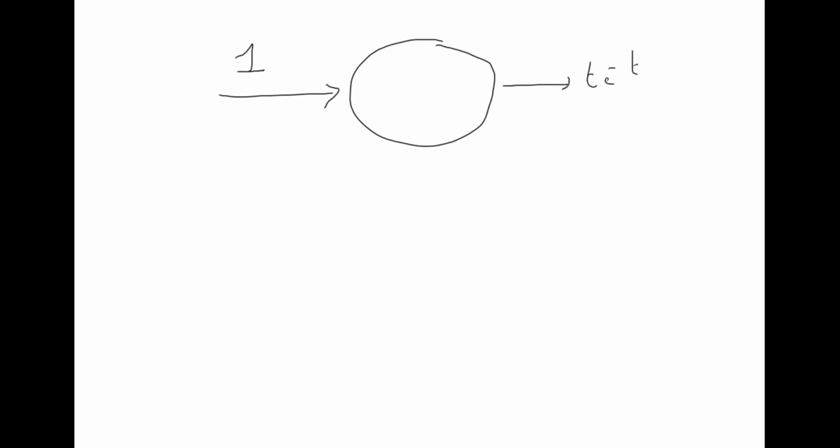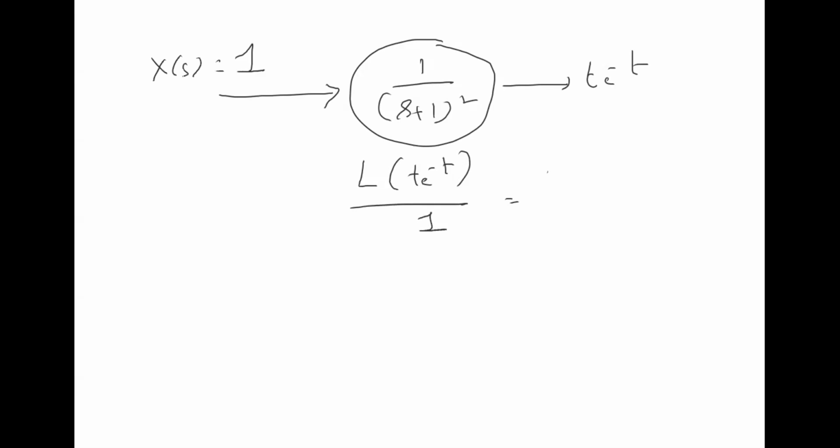Now basically if you see here, when I have a system input 1, I am getting t into e power minus t. So 1 by s plus 1 whole square is the Laplace transform. So basically Laplace transform of t into e power minus t divided by 1, which is already X of s, 1, which is nothing but your 1 by s plus 1 whole square.